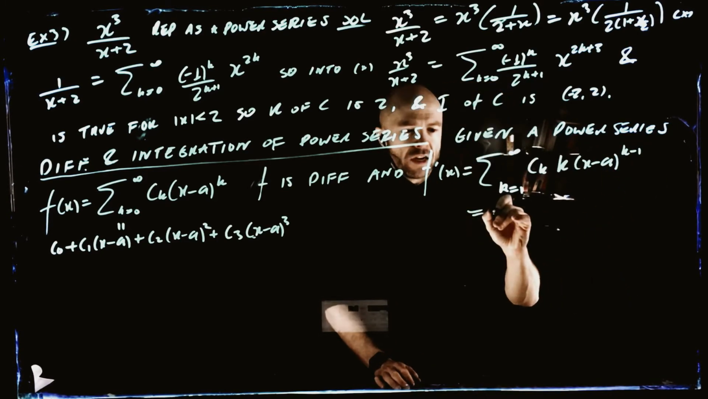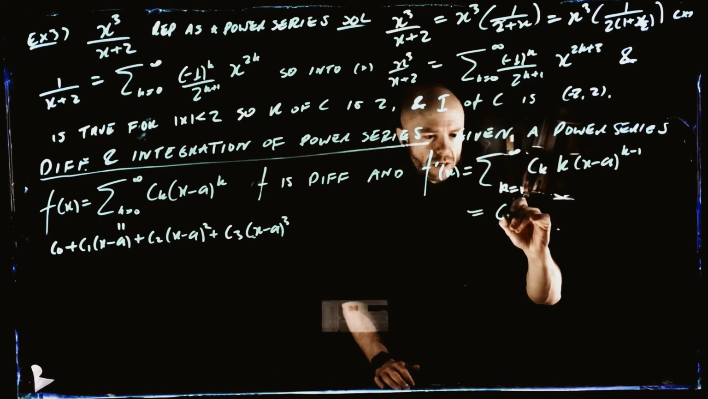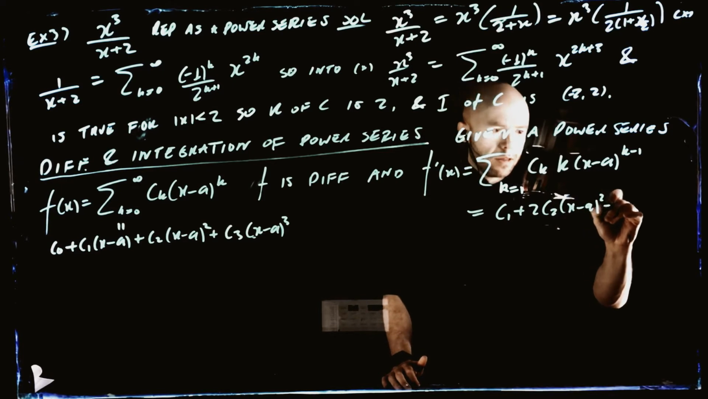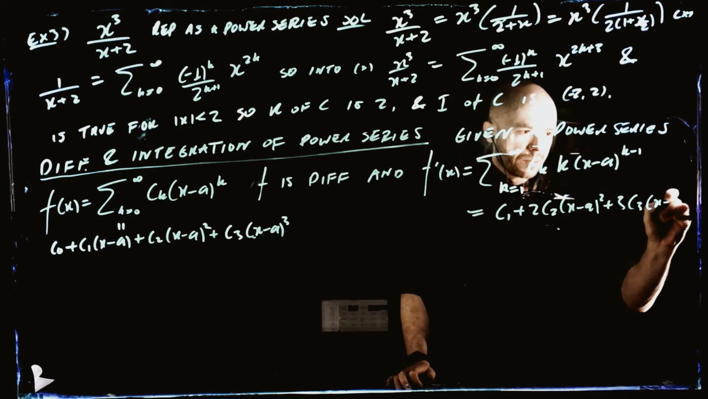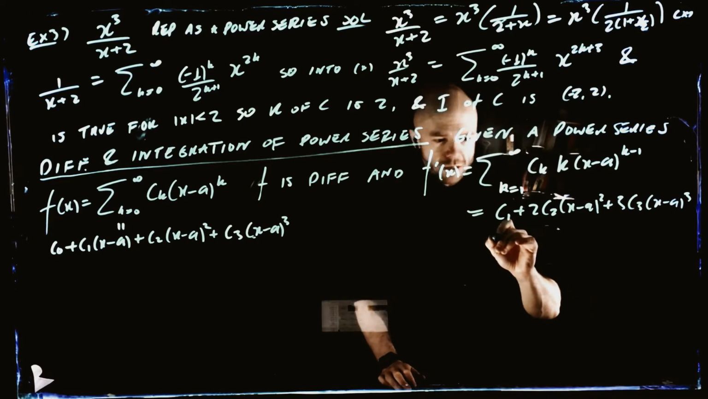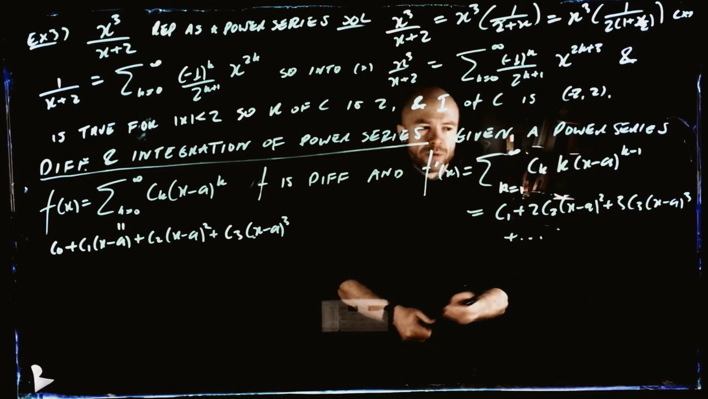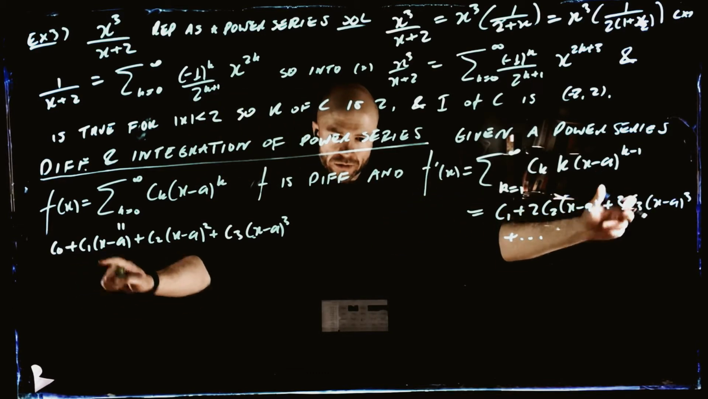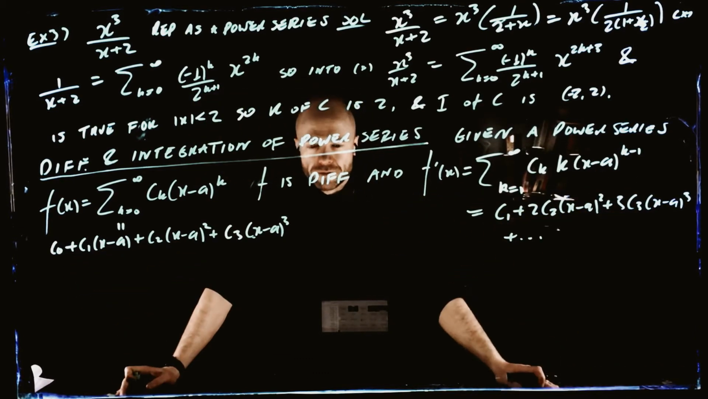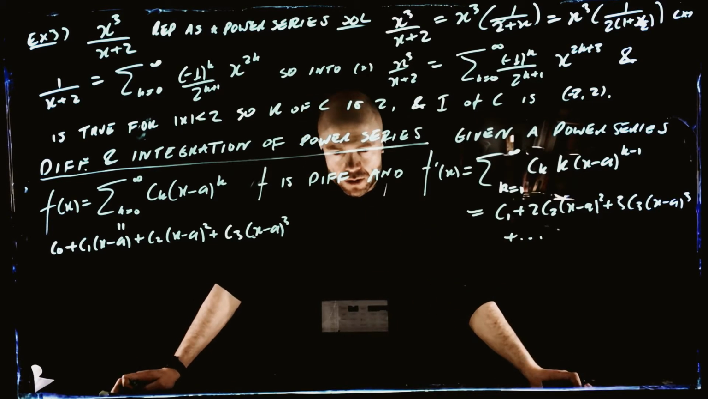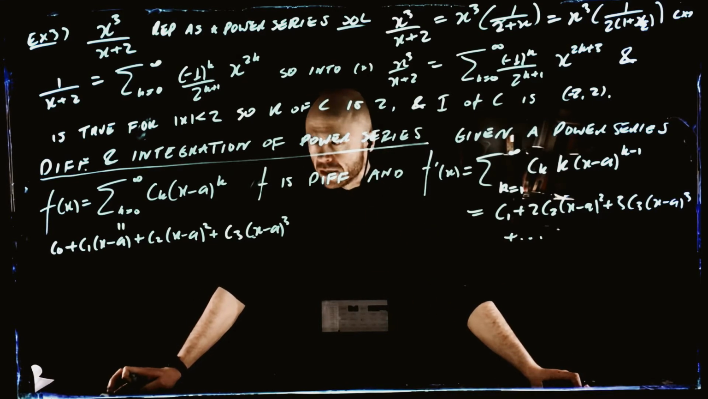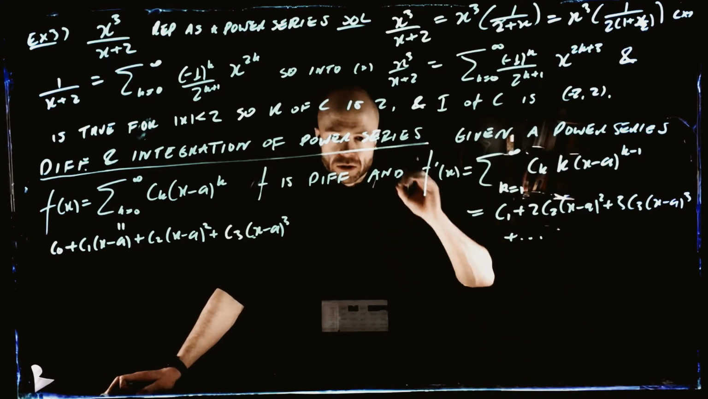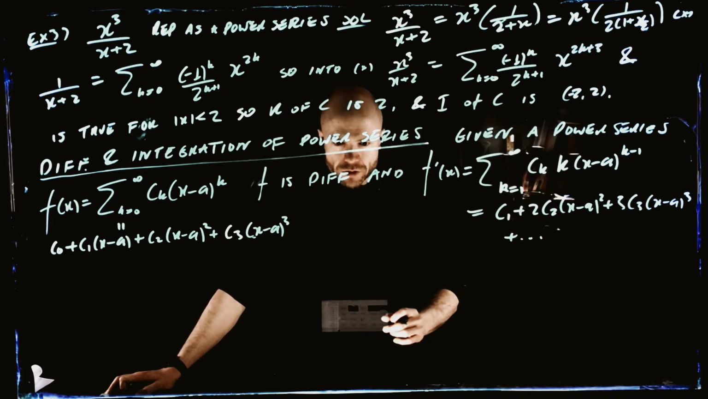Right? So the first term would be c1, the next term would be 2 c2 (x minus a) squared. The next term would be 3 c3 (x minus a) to the power 3, and so on. Right? Exactly what would happen if we differentiated this expression term by term is what we would get as the derivative. Exactly what would happen if this was a polynomial. Yeah? So this is the first part of the theorem, that given a power series, we can actually differentiate it so long as we are within the radius of convergence.